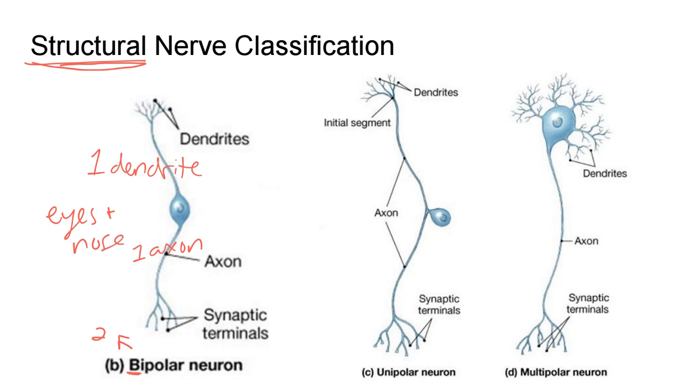The second one here is this unipolar. Uni is one. There's the process right there. So that's the one process that's coming off of this neuron. It'll have dendrites located at one end of that one process, and then the rest of it will be the axon. These are going to be our sensory neurons in the PNS. Remember our peripheral nervous system. These will be the sensory neurons, or the neurons that are receiving information from your skin, that kind of thing, and bringing that information back towards your central nervous system.